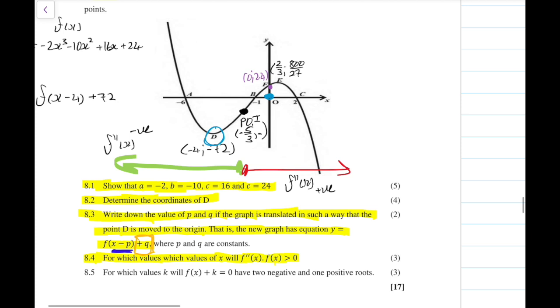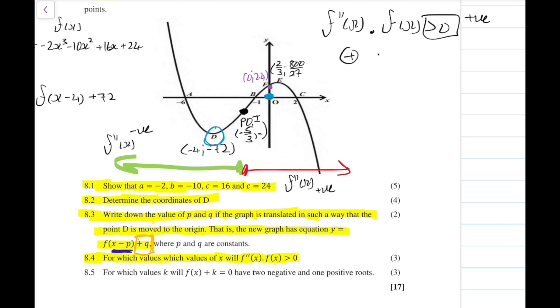We know the second derivative times the actual graph needs to be greater than 0, needs to be positive. There's only two ways you can get this being positive: when it's positive times a positive, or when it's negative times a negative. So where is my second derivative positive?